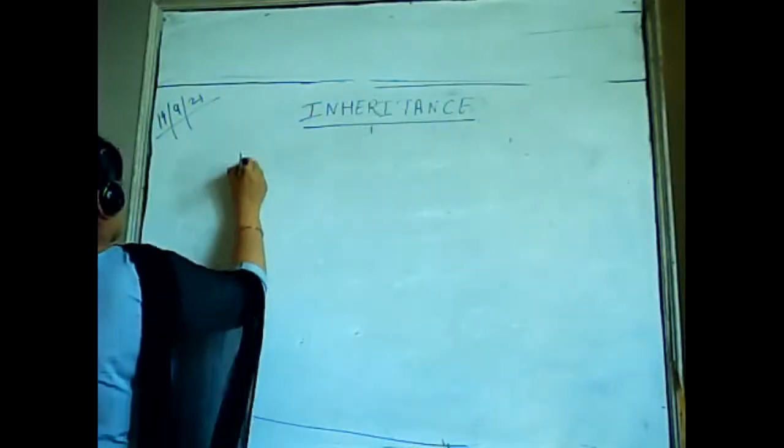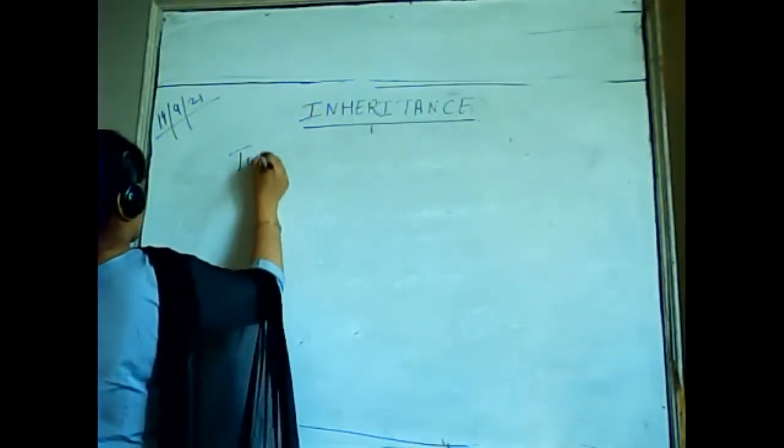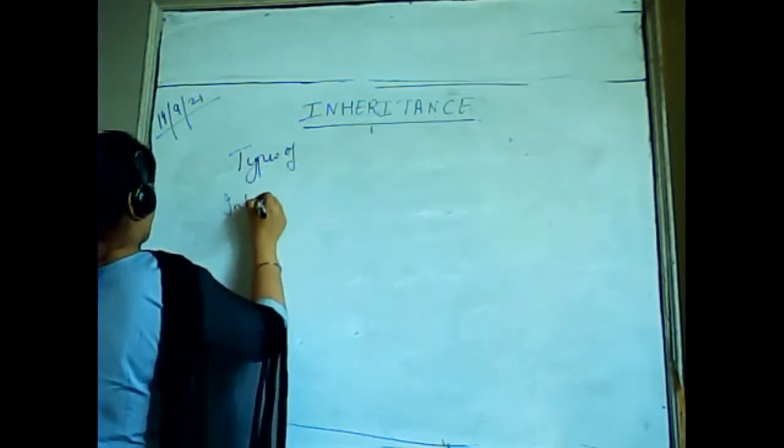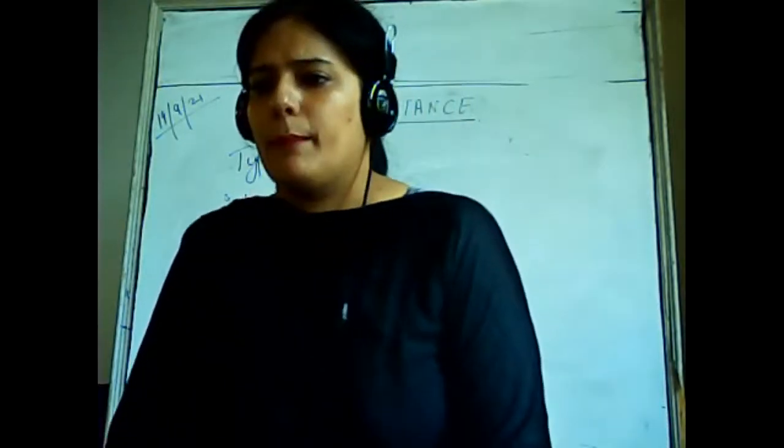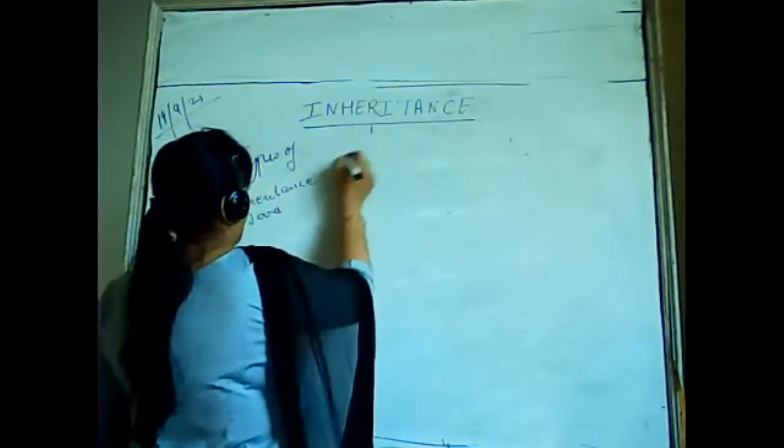So that is types of inheritance in Java. Earlier, in your previous languages, you have discussed some of the types of inheritance, but in Java we basically have three major types.